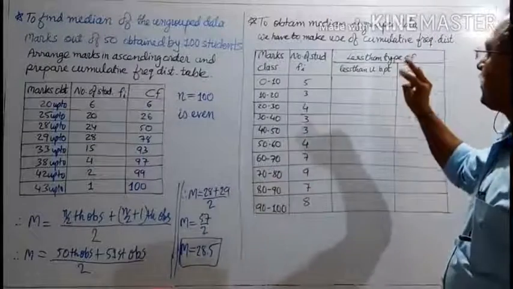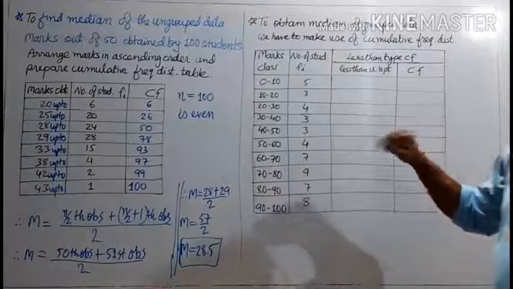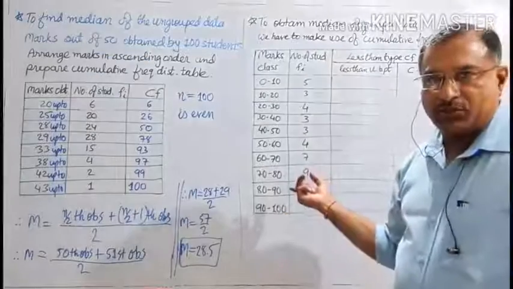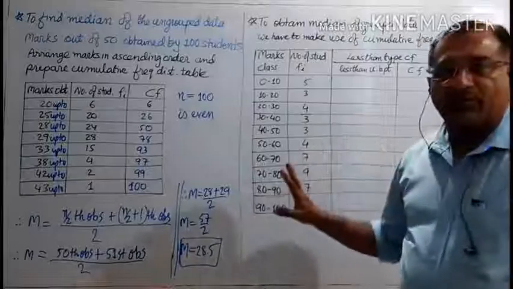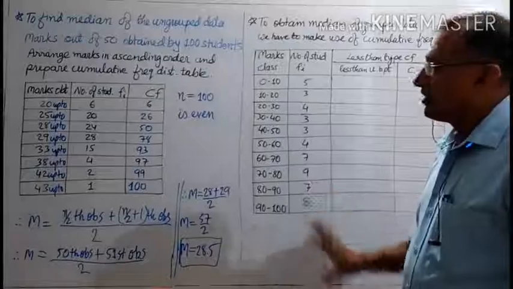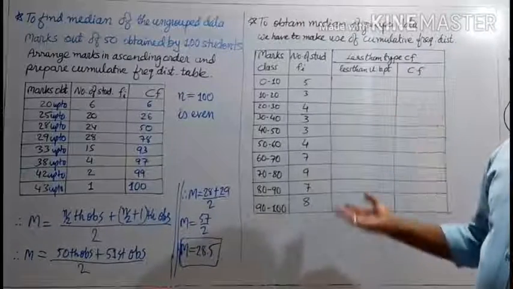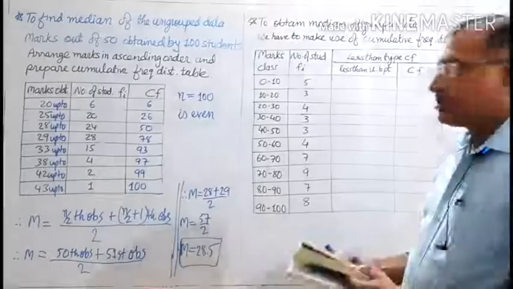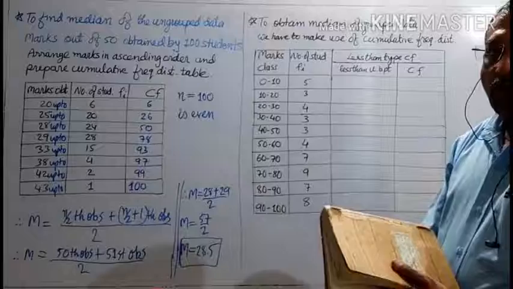So we have to go for two types of cumulative frequency distribution, less than type cumulative frequency distribution and more than type cumulative frequency distribution. But here first of all we will discuss how to prepare the table of less than type cumulative frequency distribution, and then using this only we can find out median using formula. Whereas how to find more than type cumulative frequency distribution we will discuss later, and that will help us to draw graph, that is ogive.